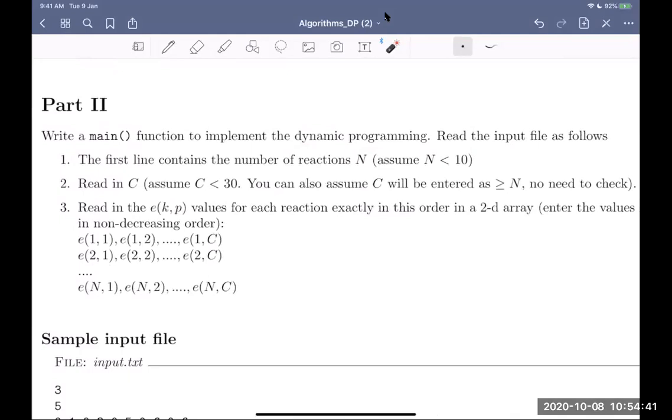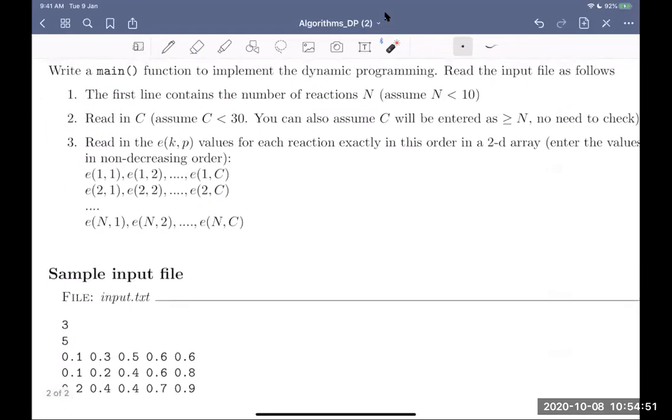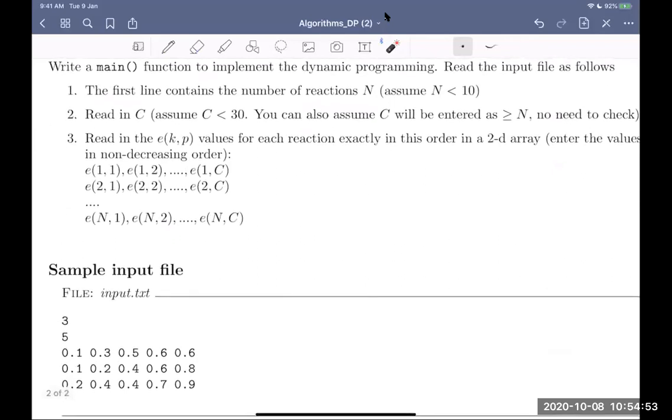Now, what will be the input file? The input file will contain the following information. The first line will contain the number of reactions, like here. So you see the format of the input file. This is telling you the number of reactions. In this case, there are 3 reactions in the system.